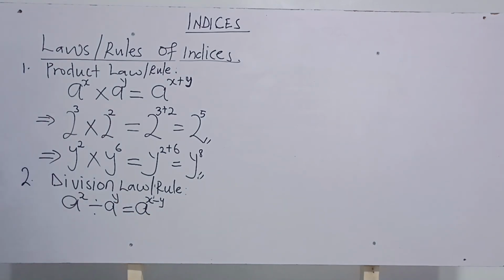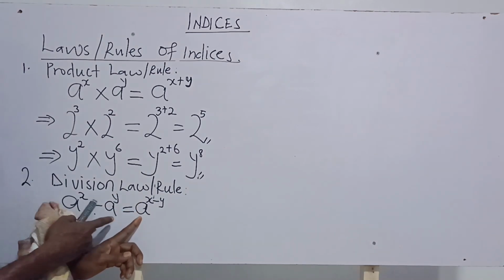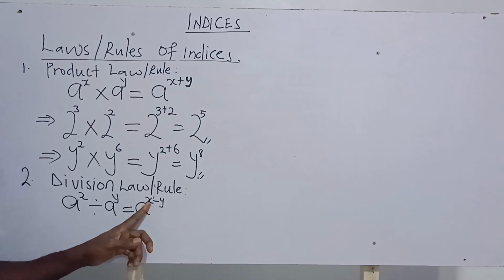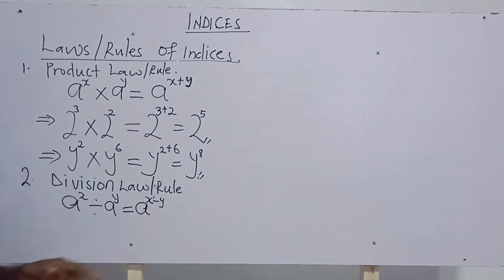As you can see, a raised to power x divided by a raised to power y equals a, since they are having the same base, a raised to power x minus y. So you subtract the indices.